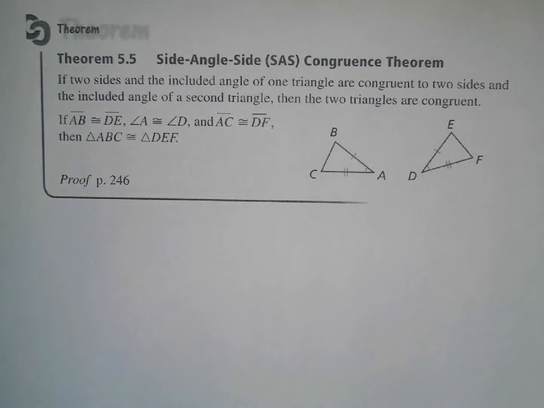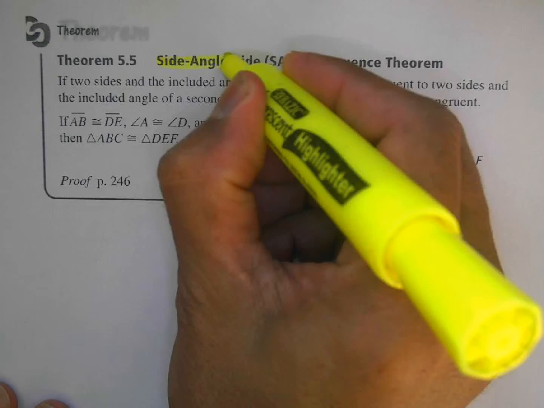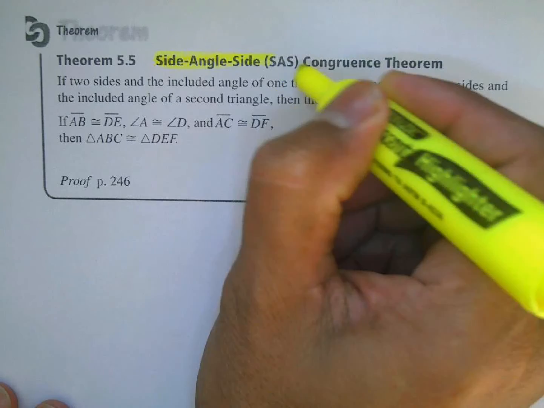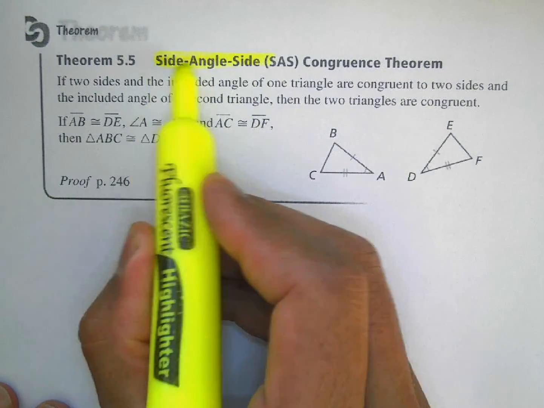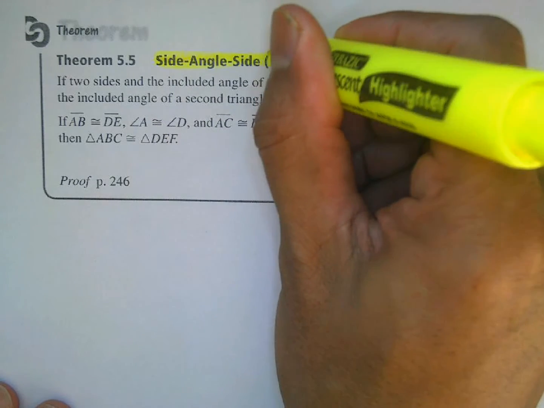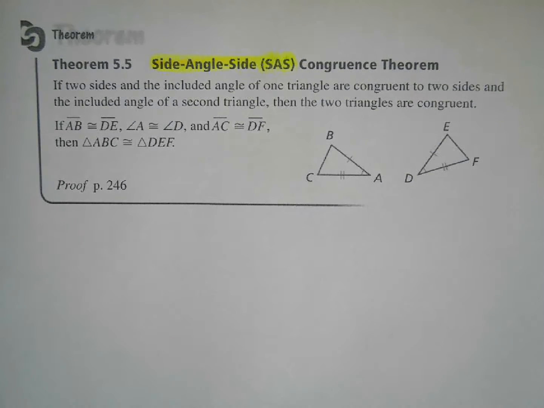Okay, here's the side angle side. You can pause it if you need to copy all this down. I strongly recommend it. Side angle side, which again, just so that we don't have to write side angle side, they use SAS, which is this kind of little abbreviation there, SAS.